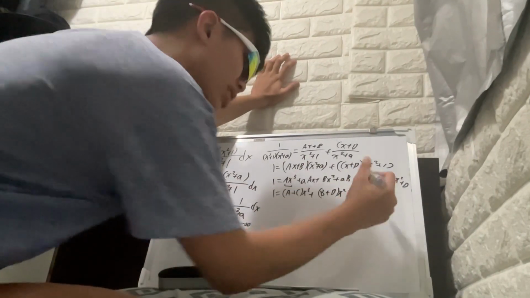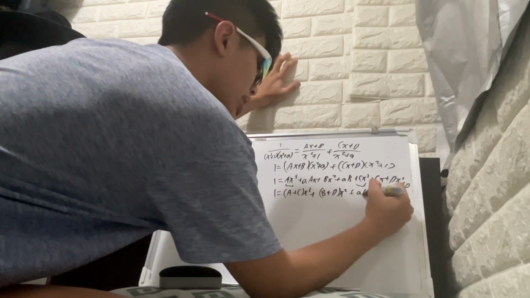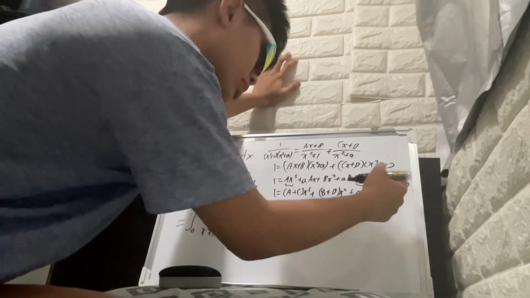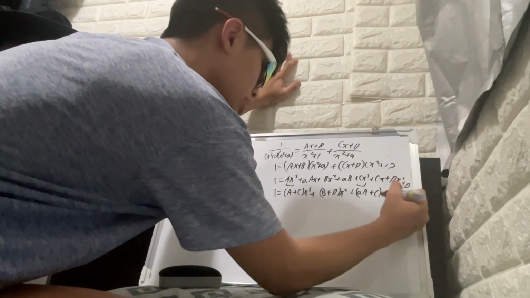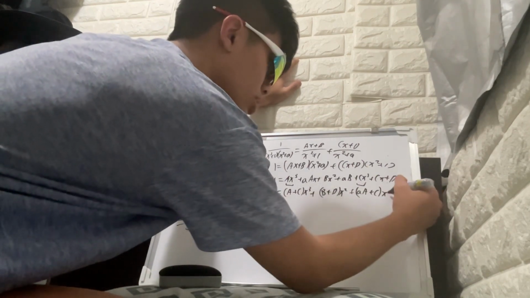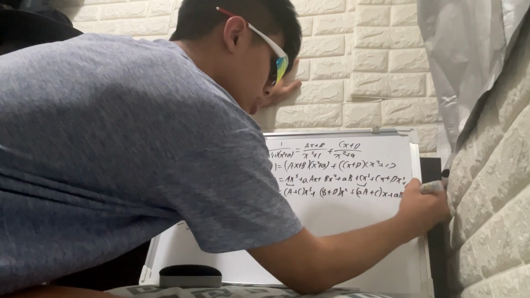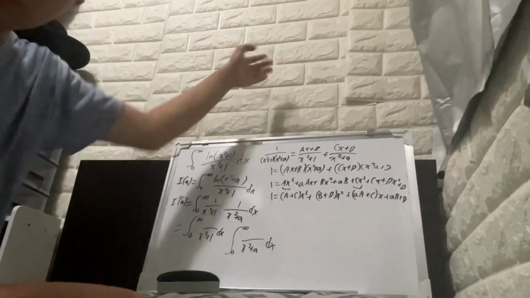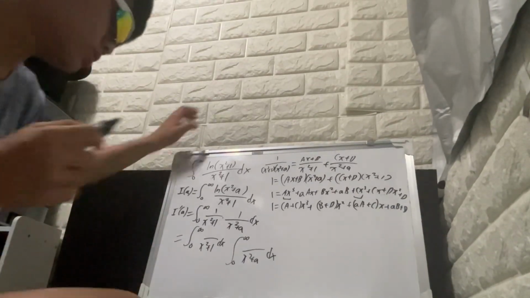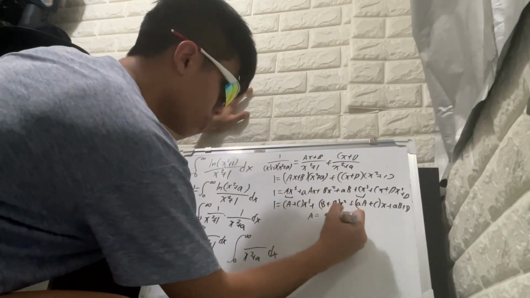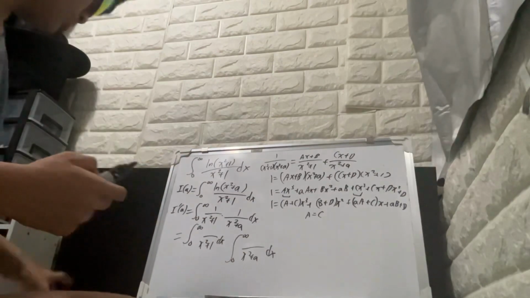So overall, I will get a times small letter a times big letter a, and then plus c multiplied by x, and then the constant is just ab plus d. So overall, you are going to do a system of equations. So this is just comparing both sides.